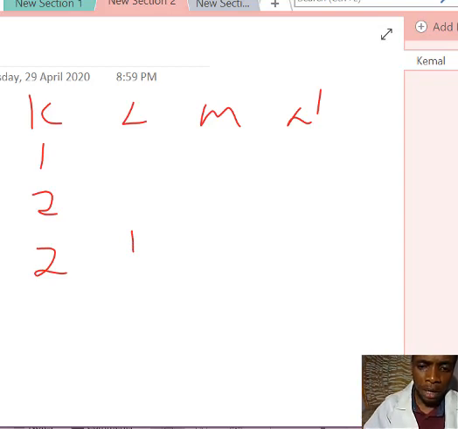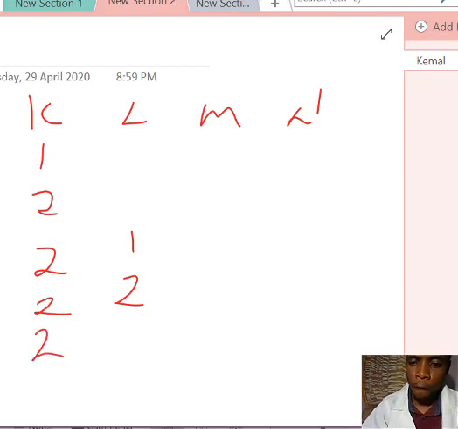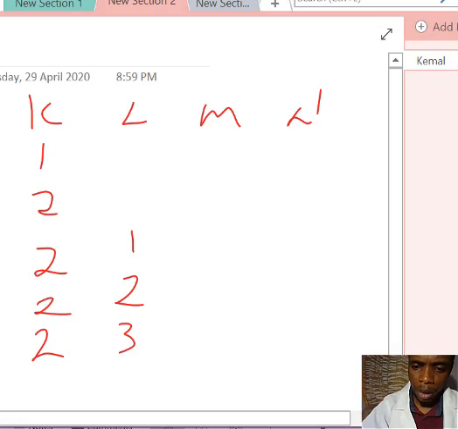After lithium, we have beryllium. Beryllium has 4 electrons. 2 will be given to K, and the other 2 will be given to L. Don't forget that L can accommodate 8 electrons, so you continue to give L until it's 8. After beryllium, we have boron. That is 2, 3. After boron, we have carbon. That will be 2, 4.